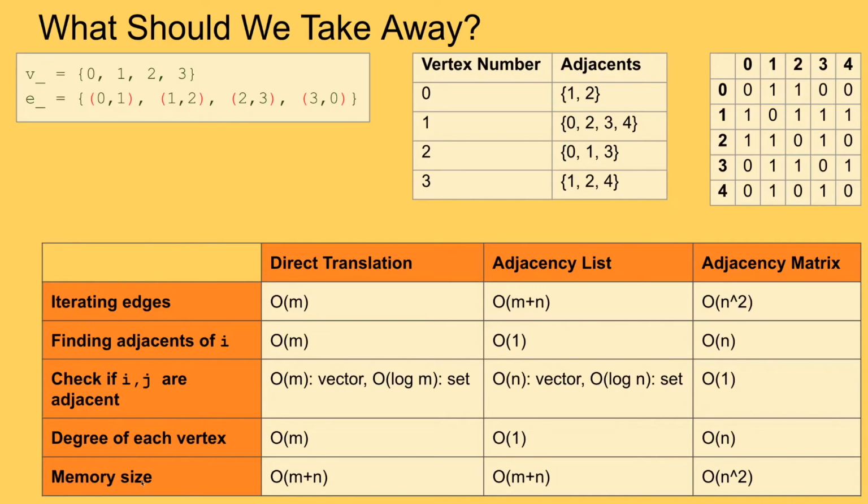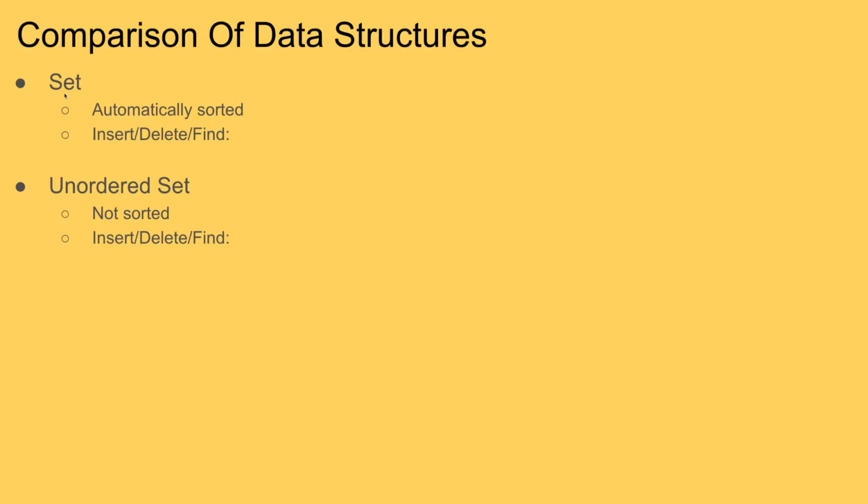And then the memory size for this method would be m plus n, n being the number of nodes and m the number of edges. For adjacency list, also m plus n, and an adjacency matrix has the worst one, which is n to the power of 2. We already saw some differences between vector and set, but let's look at this more closely. Remember that in STL, a set is automatically sorted, and insert, delete, or find would take O(log n), n being the number of items in the set.